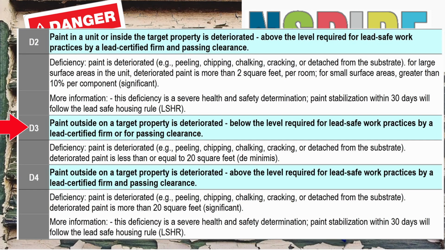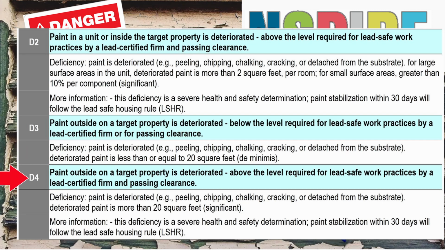Deficiency 3, paint outside on a target property is deteriorated, but this is below the level required for lead-safe work practices by a lead-certified firm or for passing clearance. Deficiency, paint is deteriorated, e.g., it's peeling, chipping, chalking, cracking, or it's detached from the substrate. Deteriorated paint is less than or equal to 20 square feet.